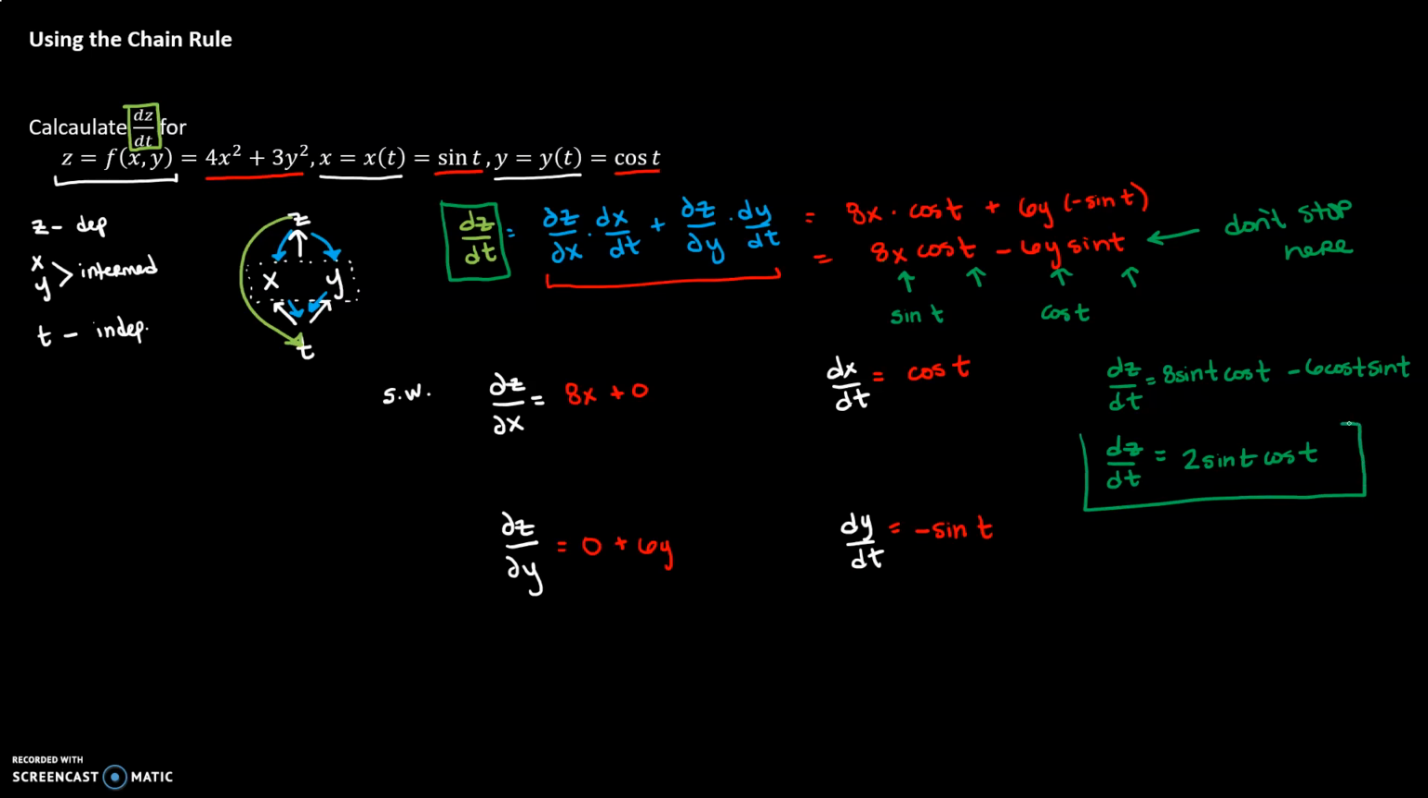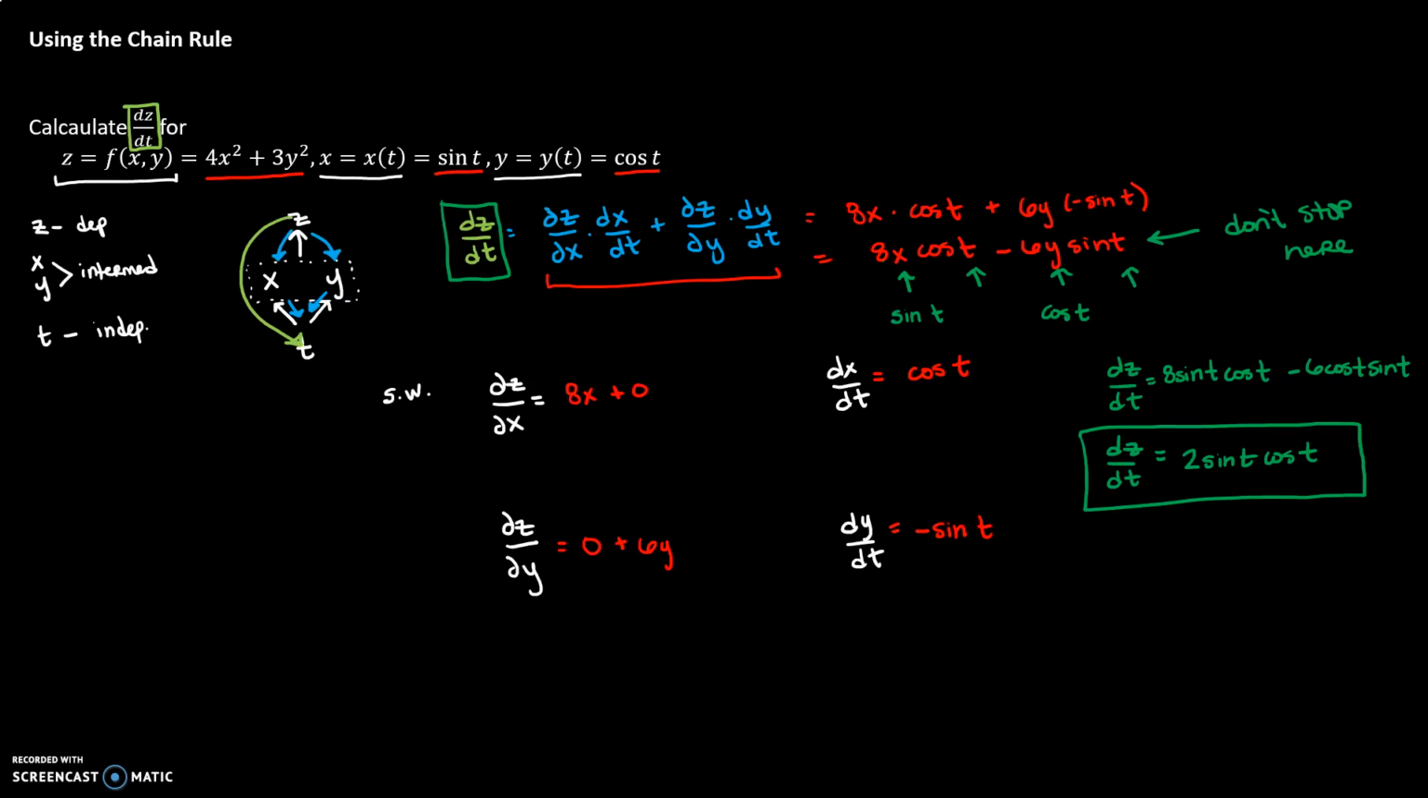Z changes with respect to t the way the function 2 times sine t times cosine t changes with respect to t. Now, admittedly, this is a pretty simple example of using the chain rule for a multivariable function. Notice that each of the functions we worked with, f, x, and y, they were all fairly simple. And of course, that's just because we're trying to illustrate how this process works. In the future, we'll work with more complicated functions where you really need to do it this way.